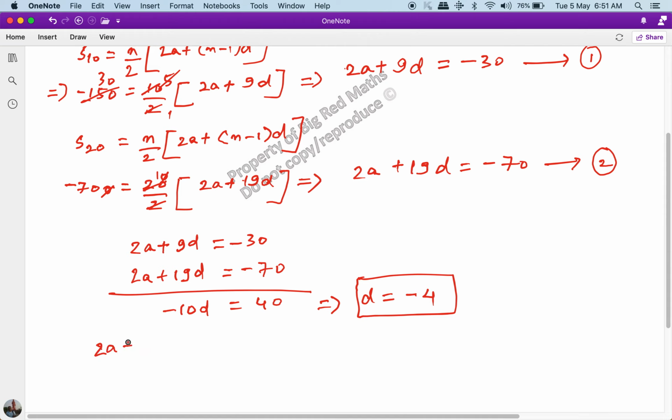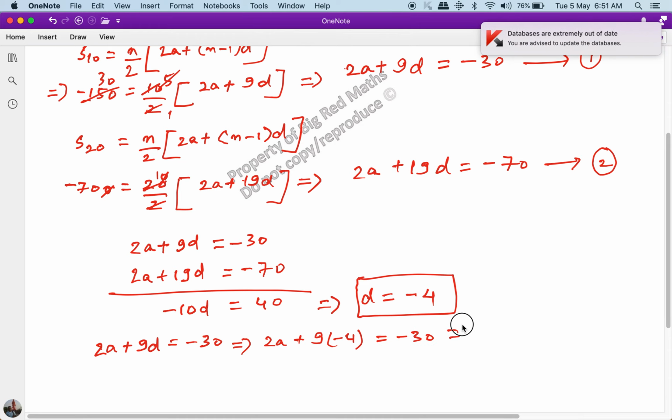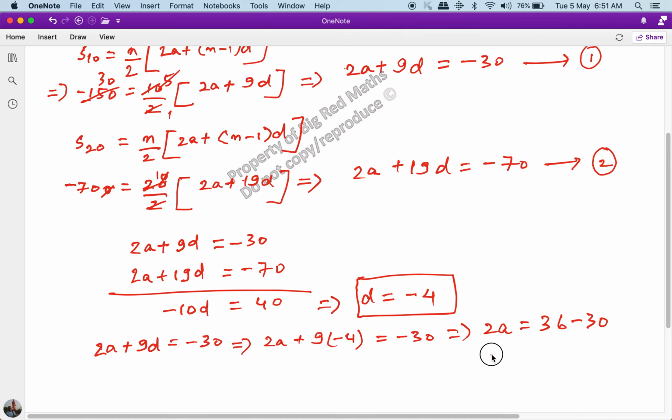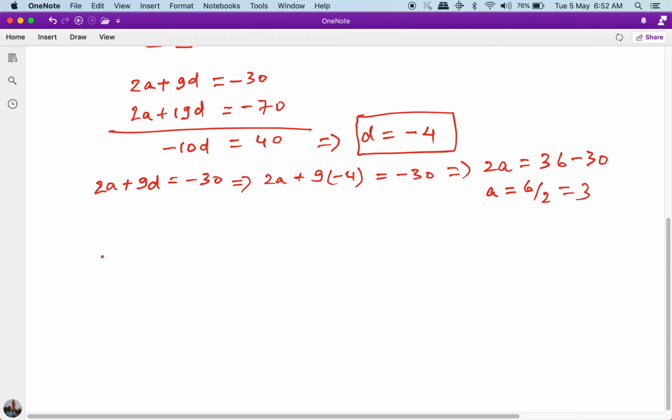So we have 2a plus 9d is equal to minus 30, and this becomes 2a plus 9 into minus 4 is equal to minus 30. So this becomes 2a is equal to 36 minus 30, or a is equal to 6 by 2, which is equal to 3. Now I have the value of a as 3 and the value of d as minus 4, and a equal to 3 and d equal to minus 4 defines my AP.